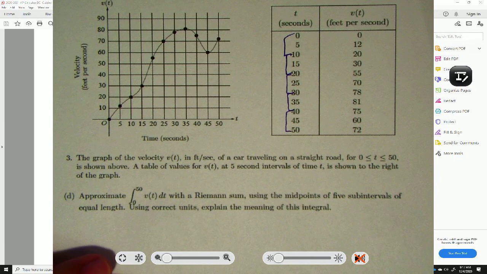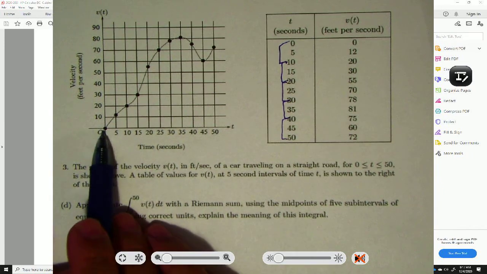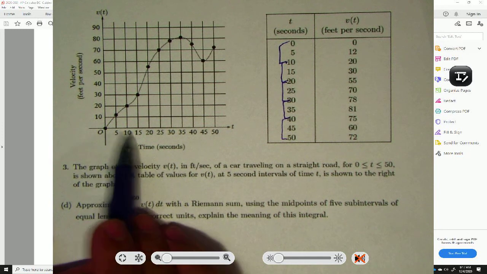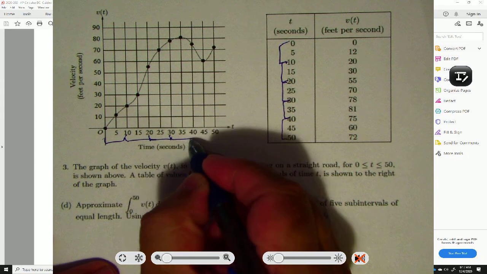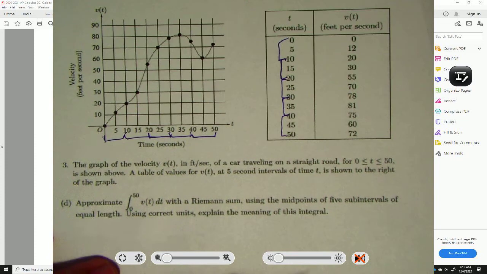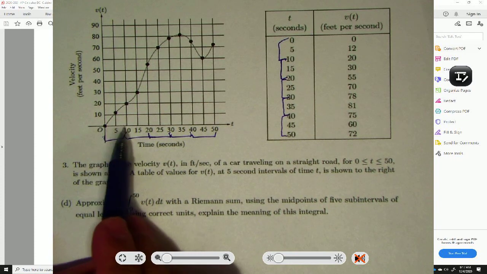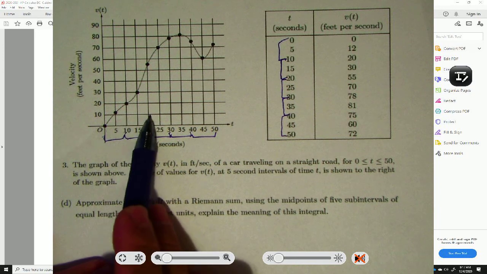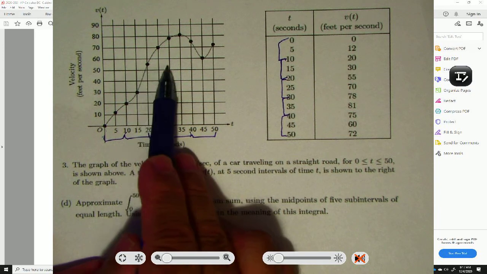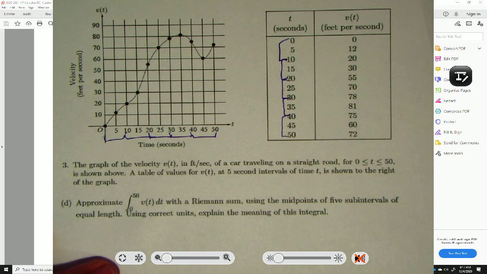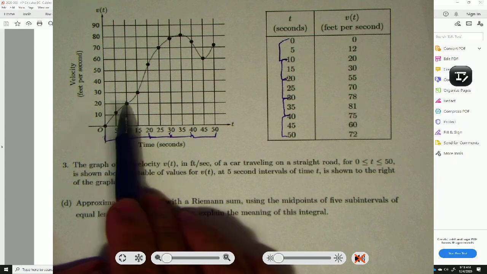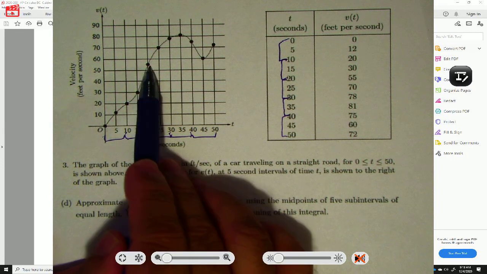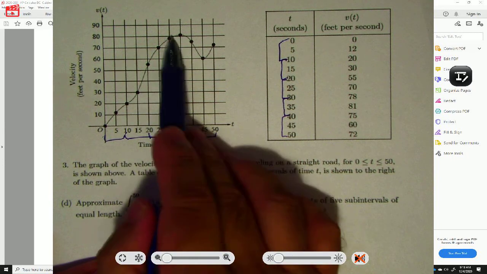Just a reminder what left endpoints would be. Left endpoints would mean that, using the same 5 subintervals, I would use the 0 to make the height of the first rectangle, then 10 to make the height of the second rectangle, and then 20 for the third rectangle, and so on. If I were using the right endpoint, I would use 10 to make the height of the first rectangle, then 20 for the second one, and 30 for the third one.